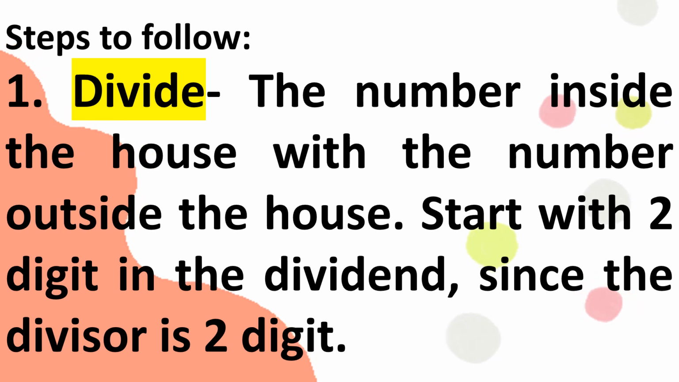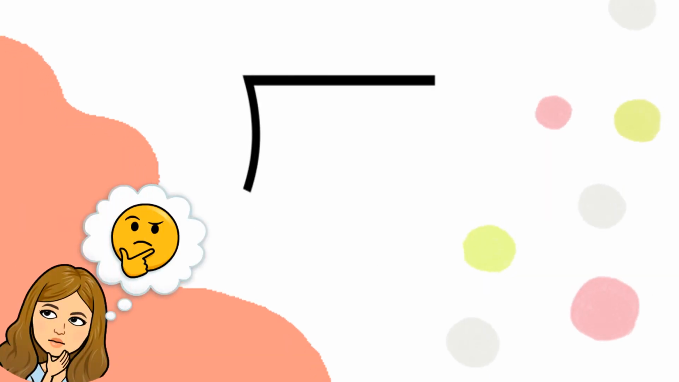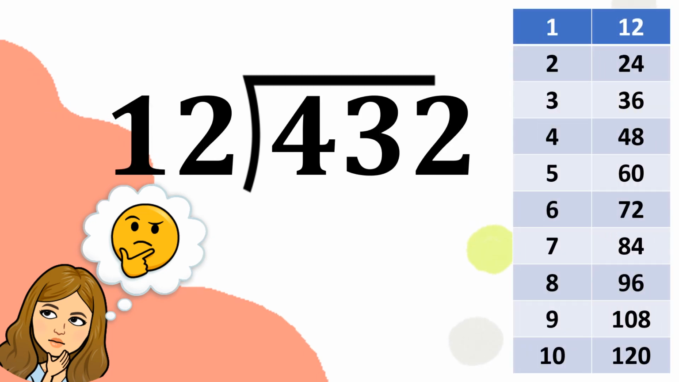Solve the problem. Step number 1. Divide the number inside the house with the number outside the house of the division symbol. Start with 2 digits in the dividend since the divisor is 2-digit. So in step number 1, we are going to choose 43 and divide it by 12.